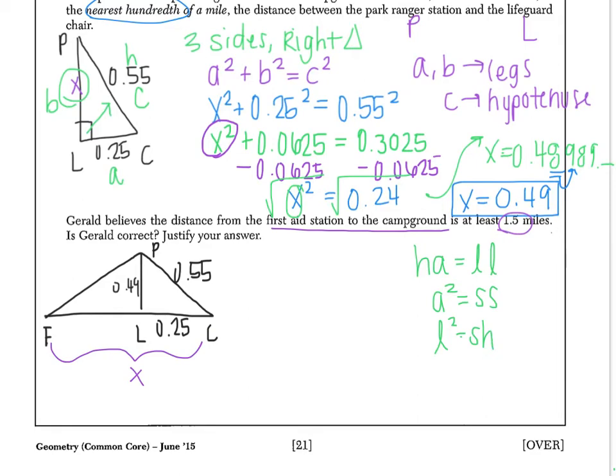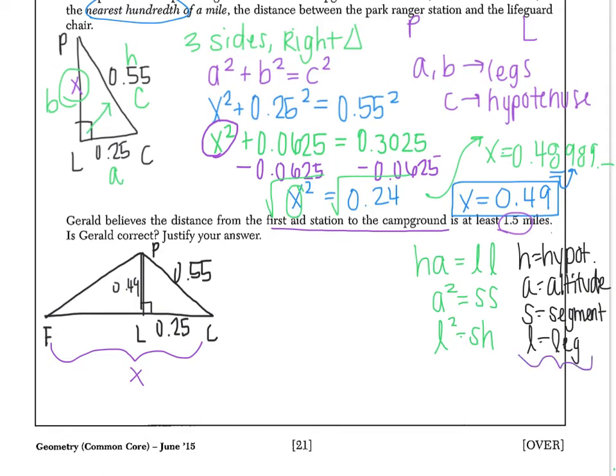Now it's important to remember what each of these letters mean. H is for hypotenuse. A is for altitude. Altitude is always the line that's drawn from a vertex perpendicular to the opposite side. S stands for segment. And L stands for leg. We always focus on the big right triangle. Focus on big triangle. And again, it's the right triangle that we're focused on.